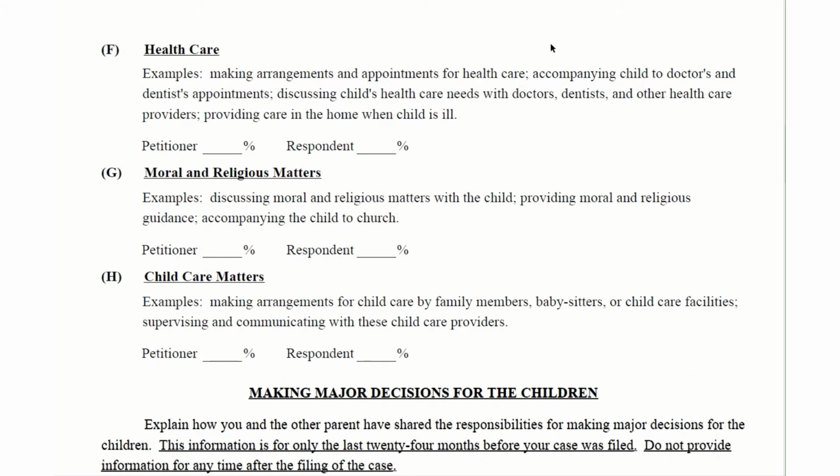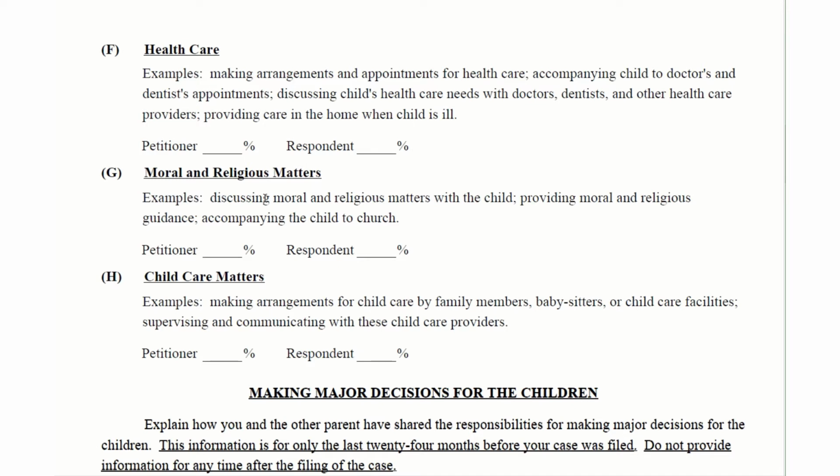At the top of page 2, you're continuing to fill out information about the percentage of time that the parents spent meeting needs for kids. So on F, it's asking about health care. So the percentage of time that the petitioner spent, making appointments, getting kids to the doctor, and making sure health care needs were met, and the percentage of time the respondent spent on those kind of things.